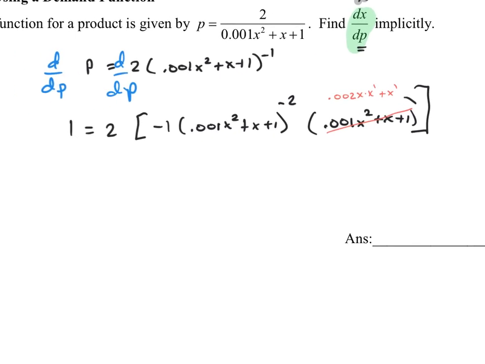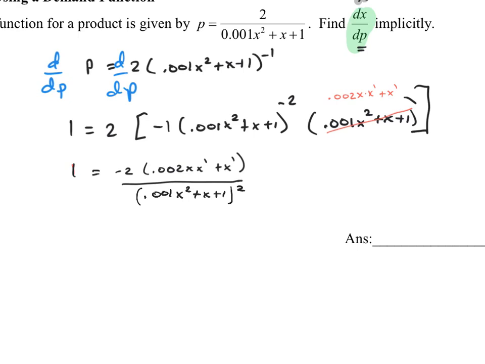So let's clean this up a little bit. On the left-hand side, I have a 1. On the right-hand side, I have a 2 times a negative 1, so that's going to be a negative 2. On top, I'm going to have 0.002x x prime plus x prime. On bottom, because I'm going to move this entire term down to the bottom, I would have 0.001x squared plus x plus 1 quantity squared.